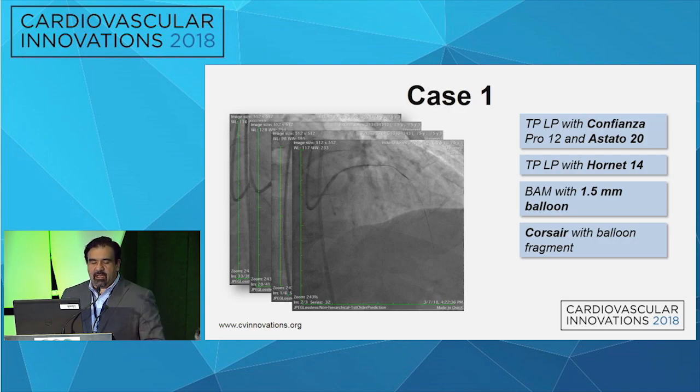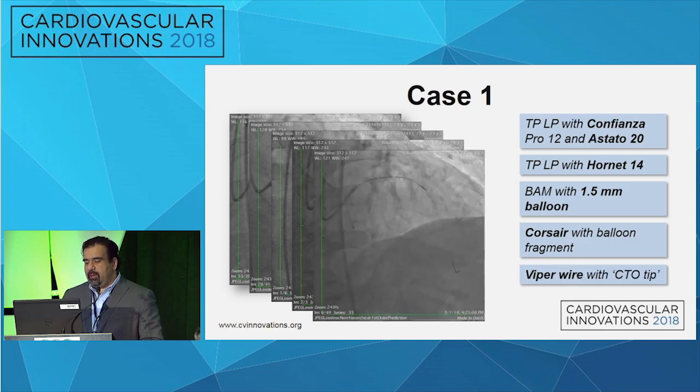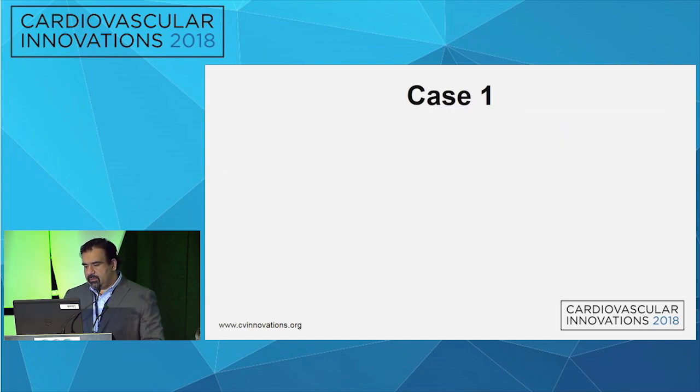Actually, here at the tip of that catheter is a balloon fragment from that previous BAM. I just did not feel comfortable working over the Hornet or pushing it forward because we were right at the collateral. As the last-ditch effort, what we decided to do was take the wire out and put in a Viper wire with a CTO bend on it.